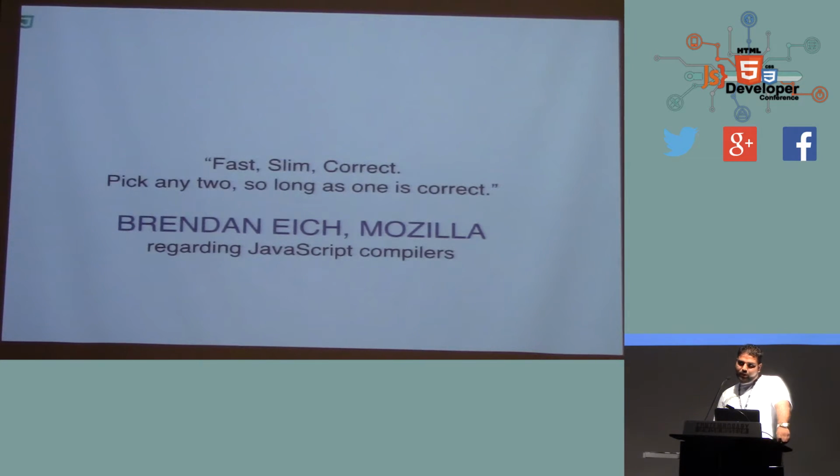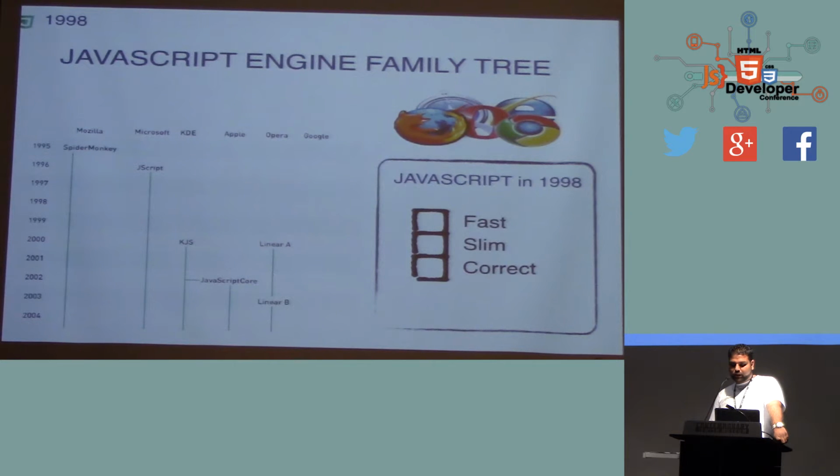So again, Brendan Eich, the guy who developed JavaScript, said you can pick any 2 as long as the third one is correct. So pretty much what he's saying is you need all 3 of them in order for your application to work. And here are the earlier versions of JavaScript engines from 1998. We had SpiderMonkey in there, we had JScript in there, but none of them were really fast, or slim, or correct. They were not supporting anything.